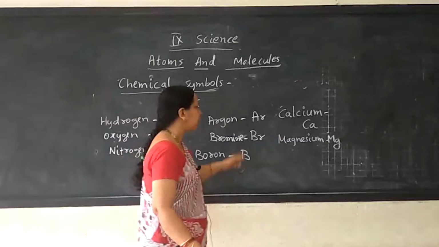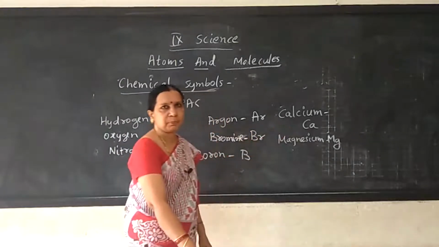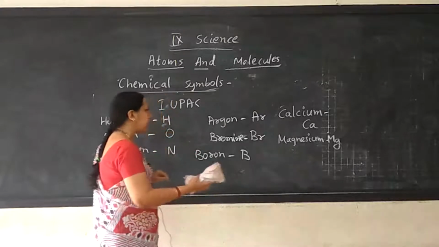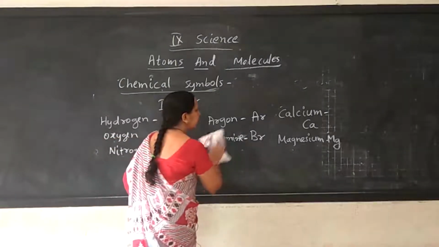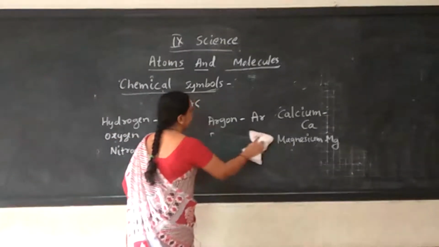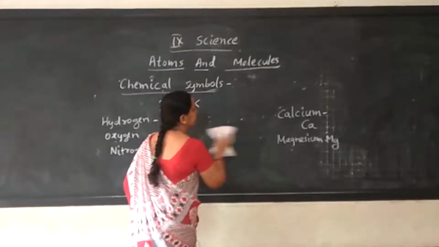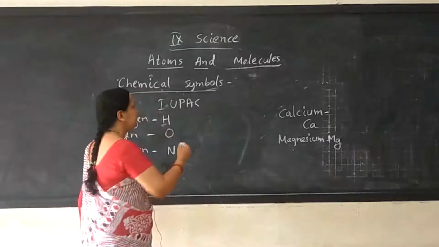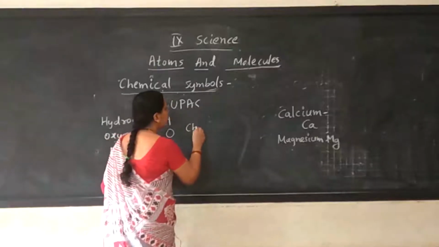Now, suppose the first two letters are also the same for two or more elements, then we consider the next letter after the second. The letter which comes after the second will be considered. For example, chlorine.